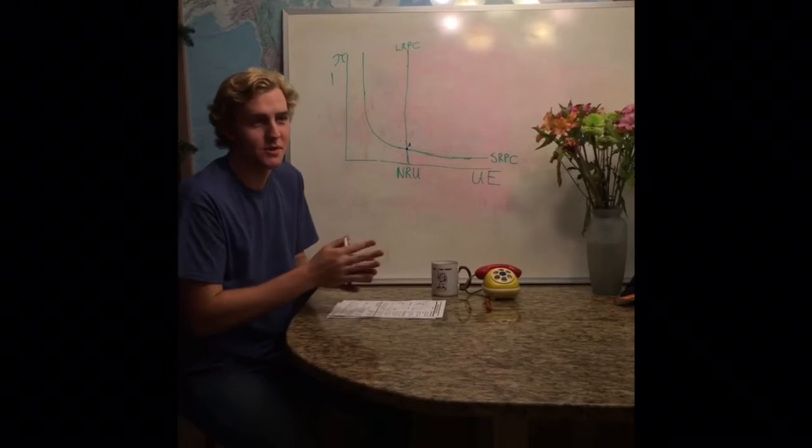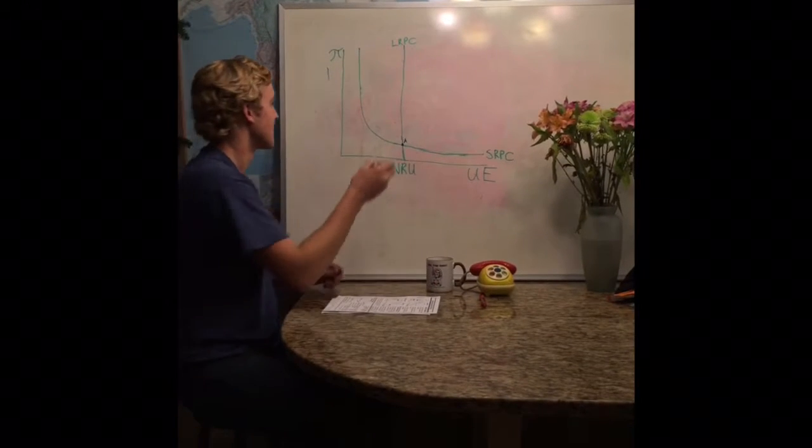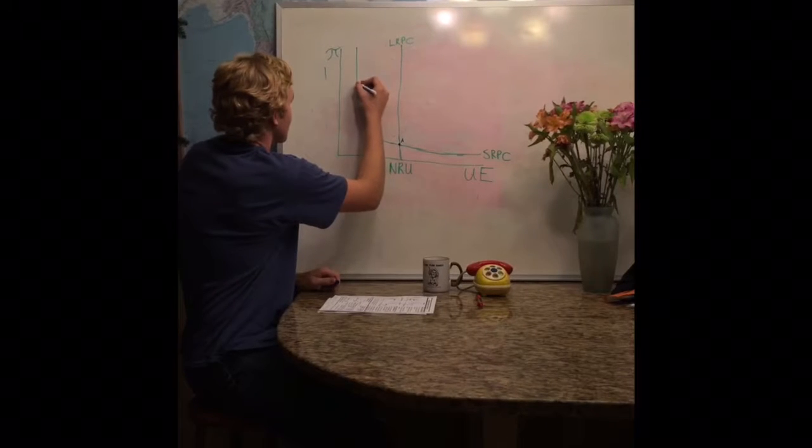Now let's talk about those shifting points. In general, a point on the short-run Phillips curve will shift to the left when the price level rises, corresponding with a rise in inflation. So it'll go from A all the way up to point B right here.